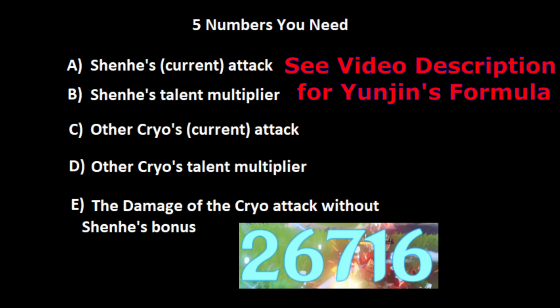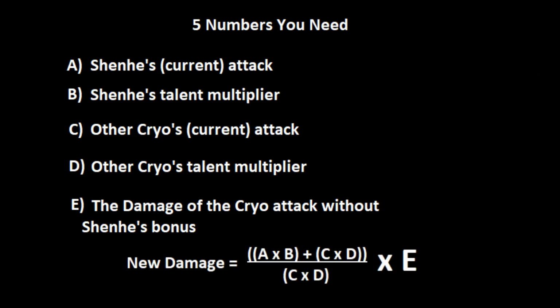Once you have all these numbers, the equation that you will need is at the bottom here. It's the first number, Shenhe's current attack, times the multiplier, plus the other cryo member's attack times multiplier, divided by the other cryo member's attack times multiplier, and all of that multiplied by the damage of the cryo attack.